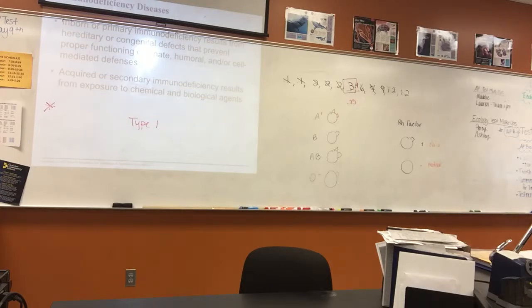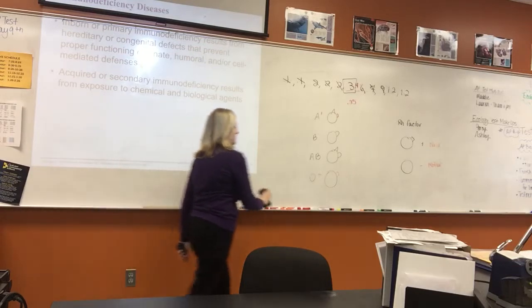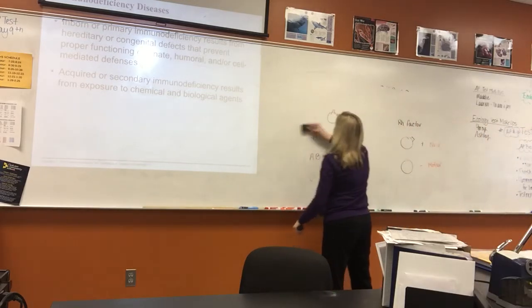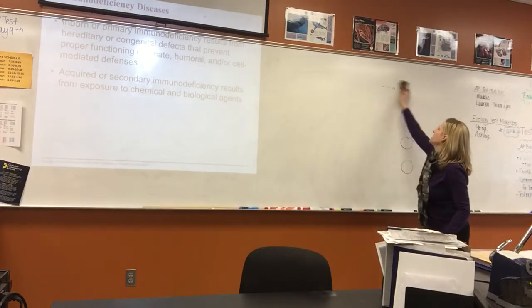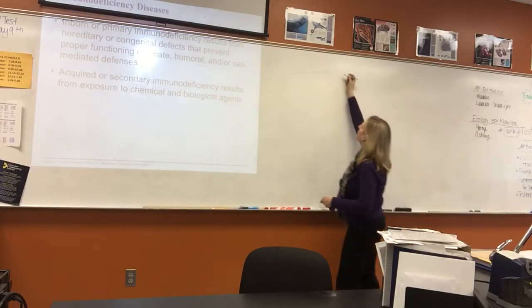Then we have immunodeficiency diseases. This is different than autoimmune diseases. There's two kinds, or two categories, of immunodeficiency diseases. The first one is what is called inborn or primary immunodeficiency. It's hereditary. You have it when you're born. And it causes defects in your immune system that prevent the proper functioning of the innate, humoral, and cell-mediated responses. And then there's acquired immunodeficiencies. Those are things that you acquire during your lifetime. So you're not born with a deficiency in your immune system, but you can get it within your lifetime.